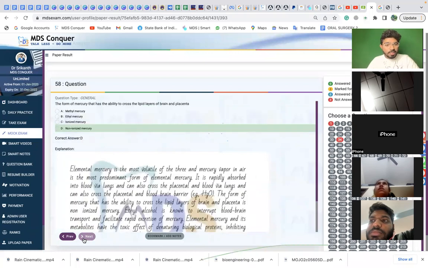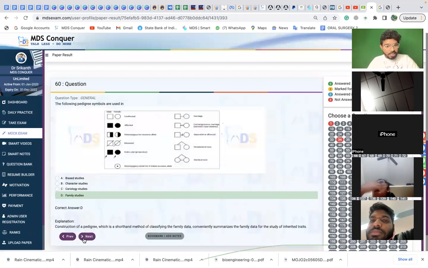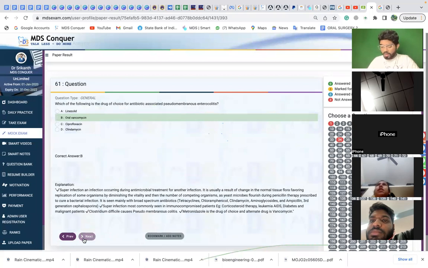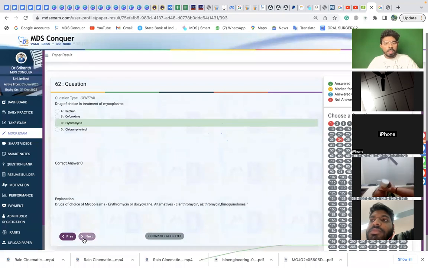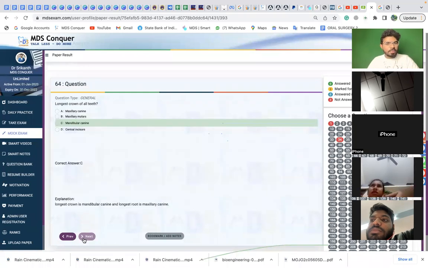I'm not considering this. Just, it is not out of syllabus. This is already discussed on the WhatsApp. I mean, on the Telegram. This is already discussed on the Telegram. Okay, I'm not considering this also.